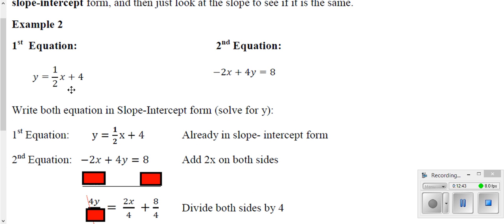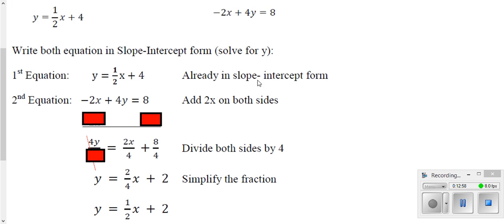All right, so the first equation is in slope-intercept form. y equals 1/2 x plus 4. So I can see the slope of this line is 1/2 and the y-intercept is 4. The second equation is in standard form, so we're going to go ahead and solve it for y like we did the other day when we were looking at standard form.